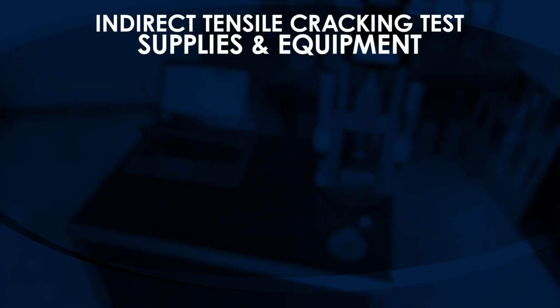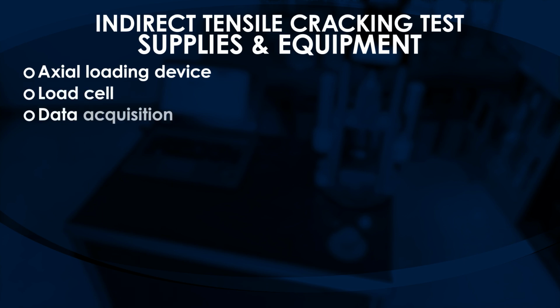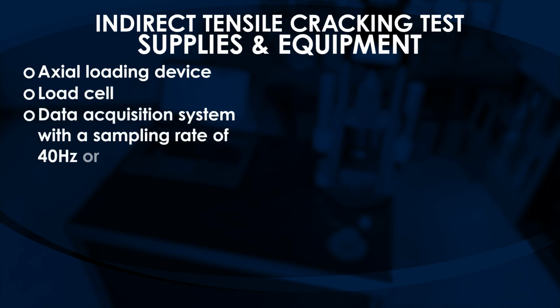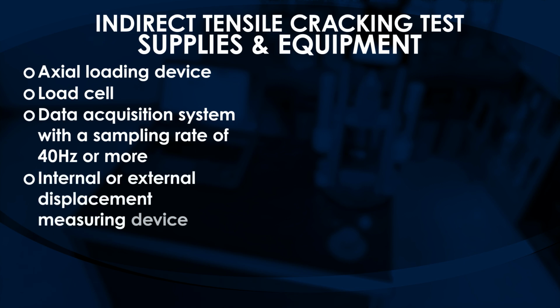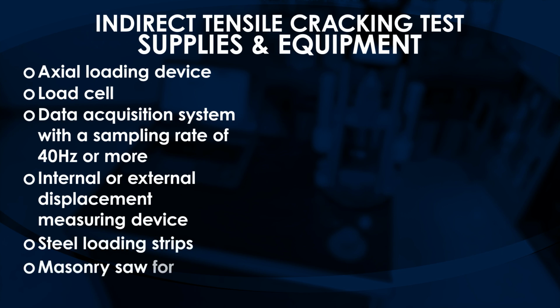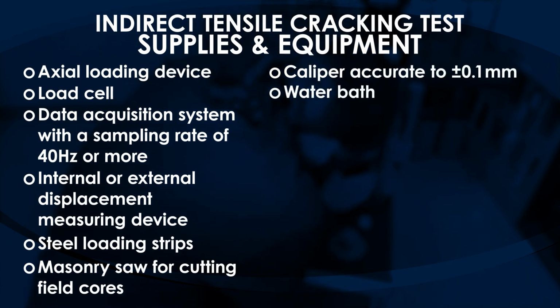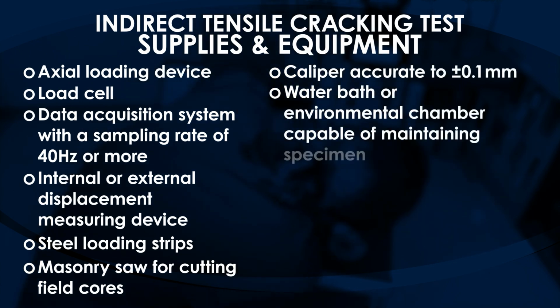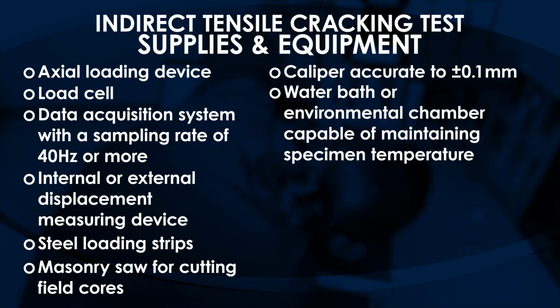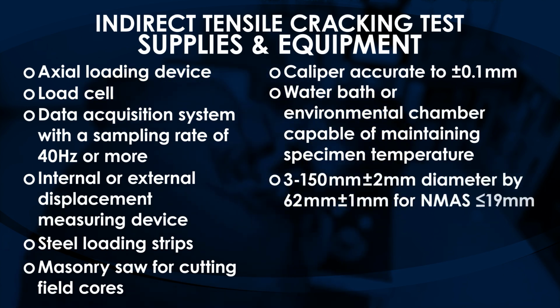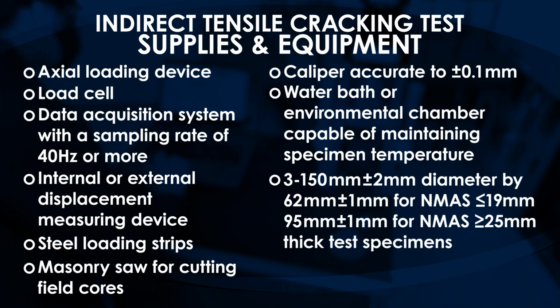Supplies and equipment needed for this test include axial loading device, load cell, data acquisition system with a sampling rate of 40 Hz or more, internal or external displacement measuring device, steel loading strips, masonry saw for cutting field cores, a caliper accurate to 0.1 mm, water bath or environmental chamber capable of maintaining specimen temperature, 3 150 mm diameter by 62 mm or 95 mm thick test specimens.